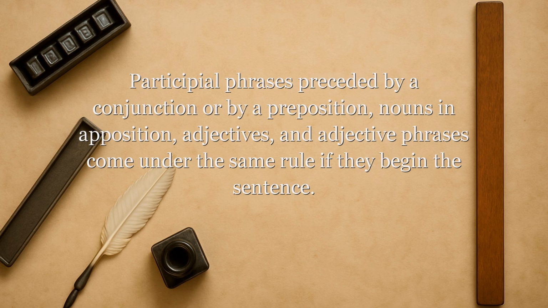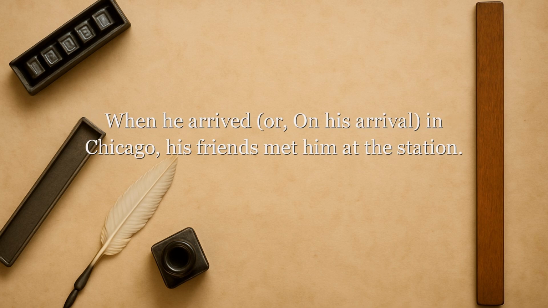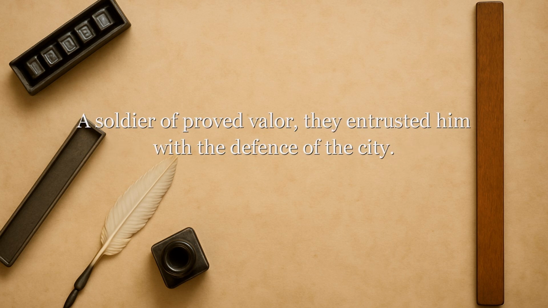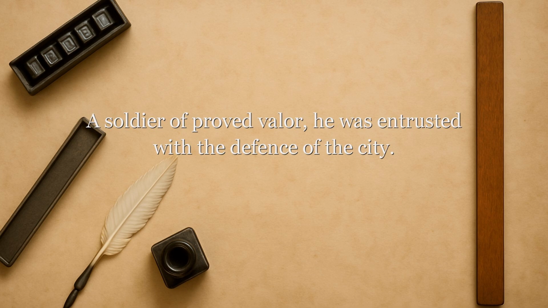Participial phrases preceded by a conjunction or by a preposition, nouns in apposition, adjectives, and adjective phrases come under the same rule if they begin the sentence. On arriving in Chicago, his friends met him at the station. When he arrived, or on his arrival, in Chicago, his friends met him at the station. A soldier of proved valor, they entrusted him with the defense of the city. A soldier of proved valor, he was entrusted with the defense of the city.